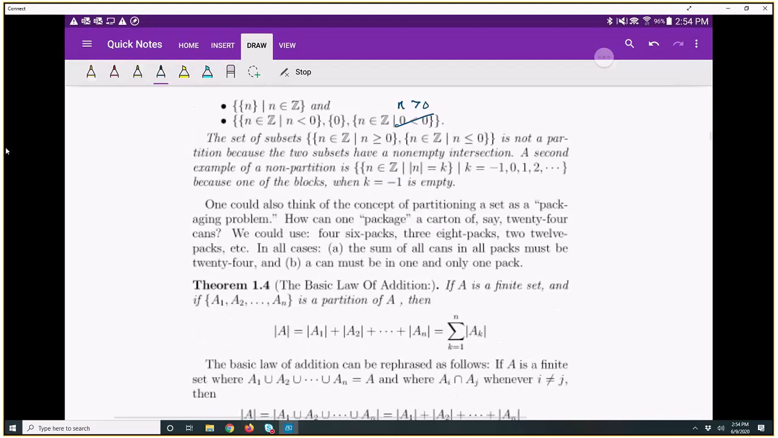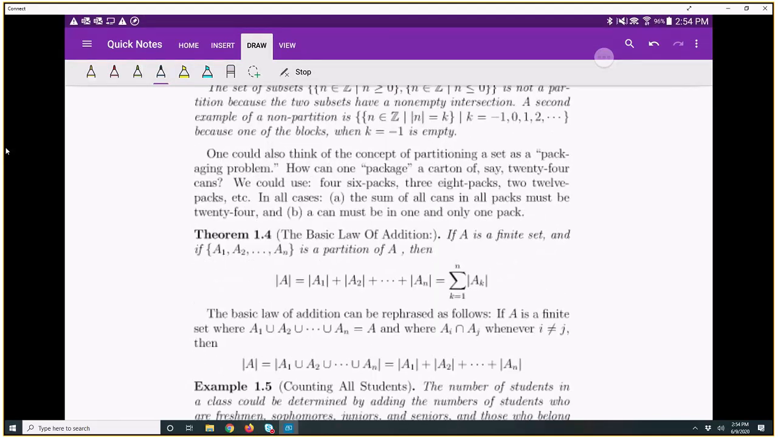So we can think of partitioning a set as kind of a packaging problem. For example, how could one package a carton of, say, 24 cans of soda? Well, we could have 4 six-packs of soda, or 3 eight-packs, or 2 twelve-packs, etc. But the key is that the sum of all of the packs must be all 24 cans, and each can be in only one pack.